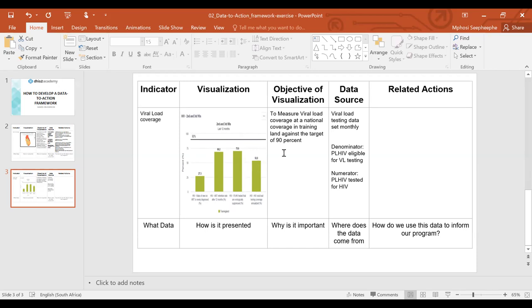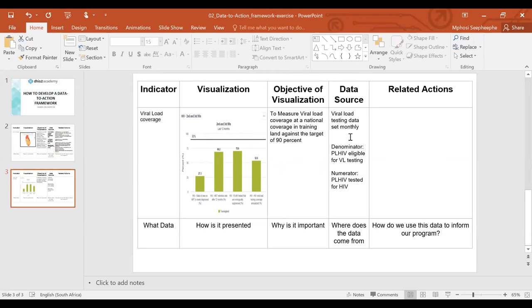I wonder if you can all see our visualization. Viral load coverage is the very last bar on the graph here. The objective here, we think, is to measure the viral load coverage at a national level against the target of 90%. You see a target line here. So the objective is to measure viral load coverage against the 90% target, but this data is shown at a national level.